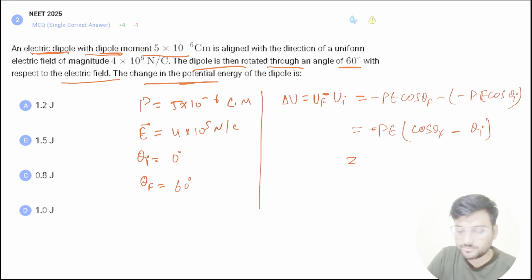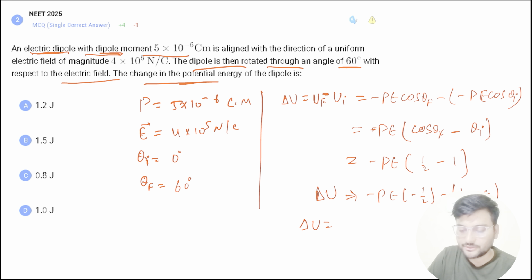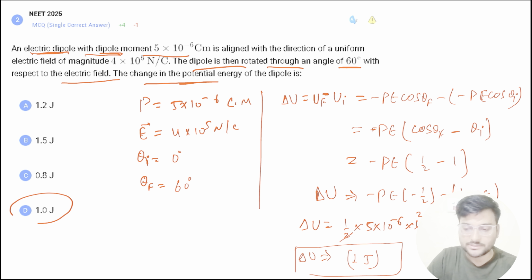So minus PE times cos 60 is 1 by 2, minus 1. So we get minus PE into minus 1 by 2, that is half PE. So delta U is equal to half PE. Putting in the values: half into 5 into 10 power minus 6 into 4 into 10 power 5. We easily get 1 joule as the correct answer. Delta U is 1 joule, so option D is correct here, right?